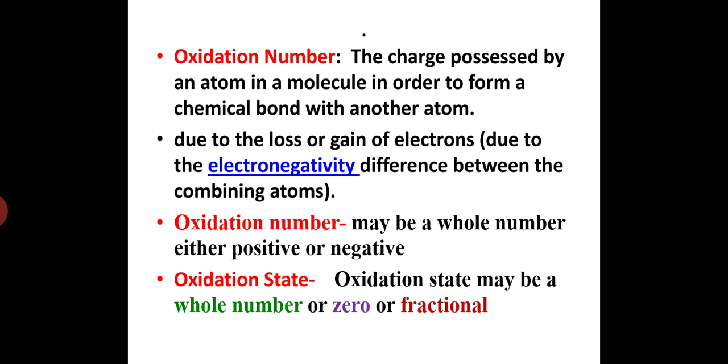Then what is the oxidation number? It is the charge possessed by an atom in a molecule in order to form a chemical bond with another atom. This is due to the loss or gain of electrons. This takes place due to the electronegativity difference between the combining atoms.